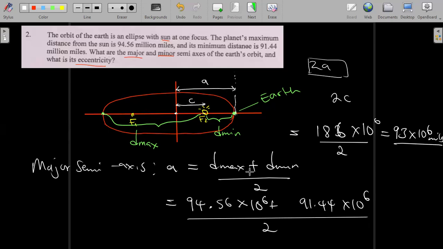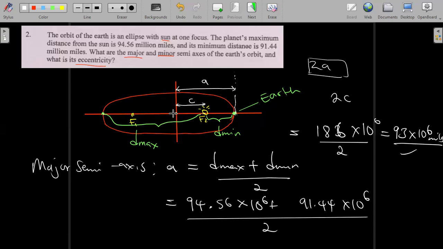So now, what are we going to get? And of course, that is our major semi-axis. This major semi-axis of the orbit is going to be this 93 here. Now we have to find also the minor one. So to find the minor axis, what we must do is first find our c. So we have to find this c here.